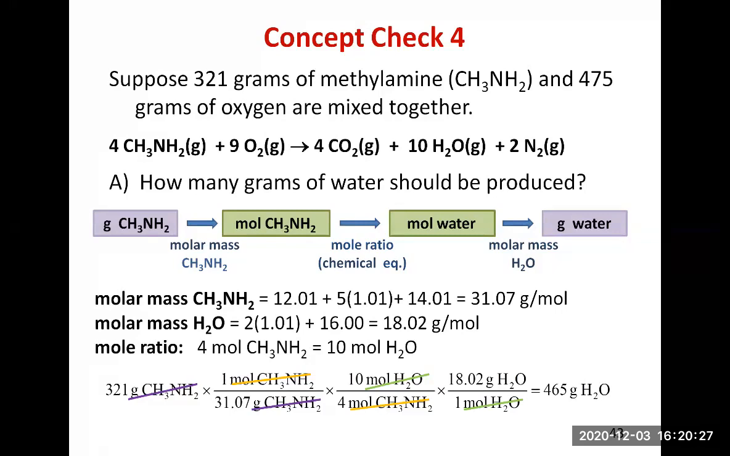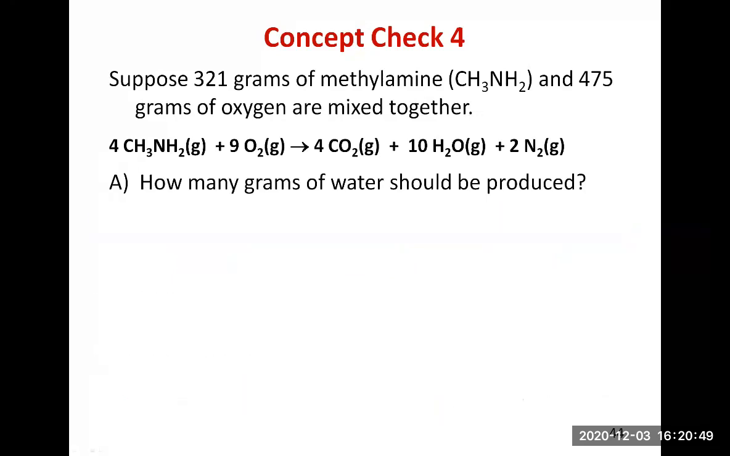So that's only half of the work done here, right? To find which one is the limiting reactant, we don't know yet if we make more or less with the 475 grams of oxygen. So we still have to do that calculation. And then we'll compare that to the 465 grams of water produced from the methylamine. So we start over, and now we do the calculation with the grams of oxygen.